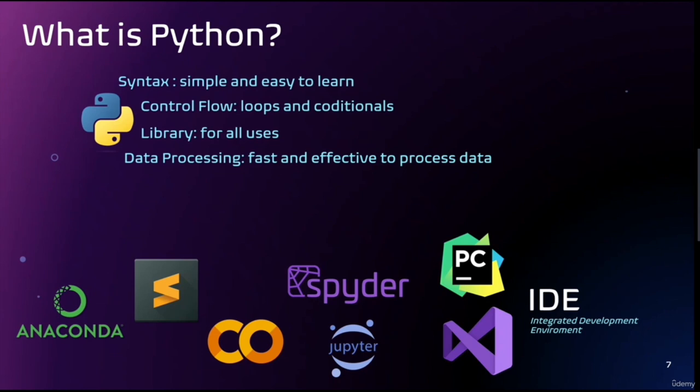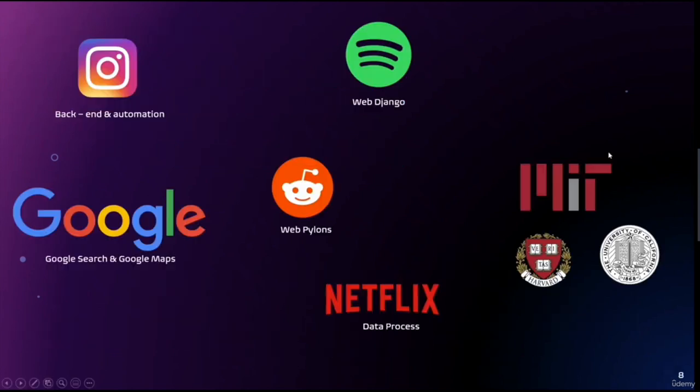So, what are the four most important topics? First of all, syntax. Simple and easy to learn. We have loops and conditionals that allow us to have perfect control flow. Libraries, we have a lot of libraries for all uses. And finally, data processing is fast and effective. We have lots of IDEs, integrated development environments: PyCharm, Visual Studio Code, Spyder, Jupyter, Google Colab, Sublime Text, and Anaconda. Okay, Anaconda is more a platform than directly an IDE.